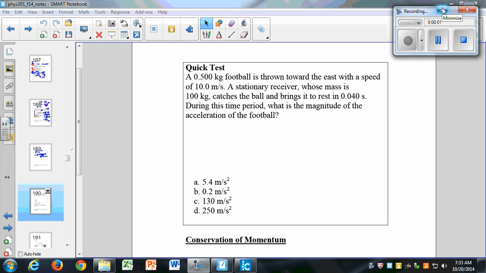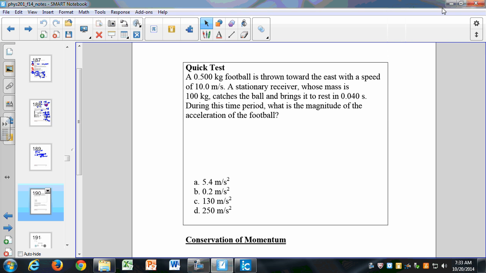Calculating forces when I have collisions between an object and, say, a wall or whatever, like we did. And then we'll also see conservation of momentum, which we'll get into today. So let's go ahead and try this question.